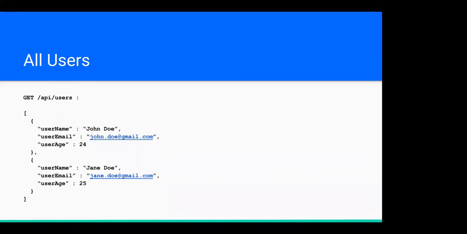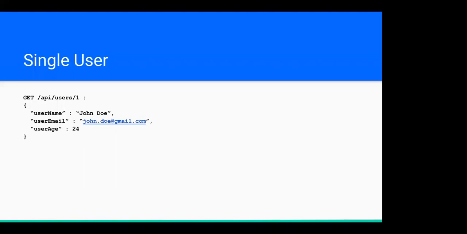Initially, we're going to describe our API with two very simple endpoints. One is just going to be a get all users endpoint, which will return both of the users in our database. The other will put an ID parameter on the URL, so there's the /1 over there, and that will return a single user out of our database based on that ID. So that's the API we're trying to build.